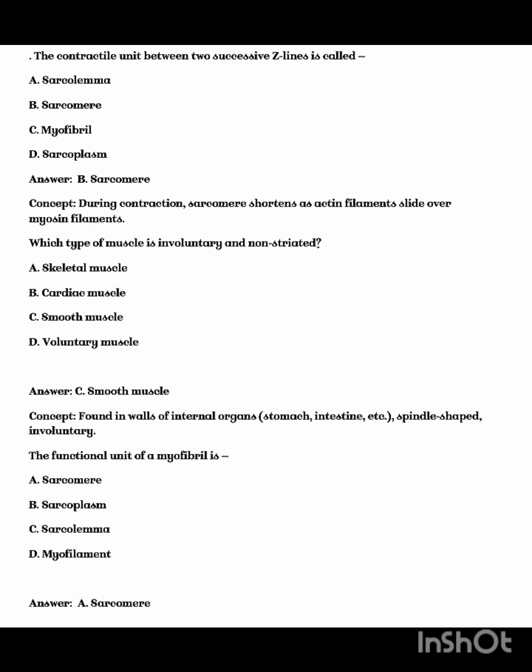Which type of muscle is involuntary and non-striated? A. Skeletal muscle, B. Cardiac muscle, C. Smooth muscle, D. Voluntary muscle. Answer C. Smooth muscle. Concept: found in walls of internal organs, stomach, intestine, etc., spindle-shaped, involuntary.